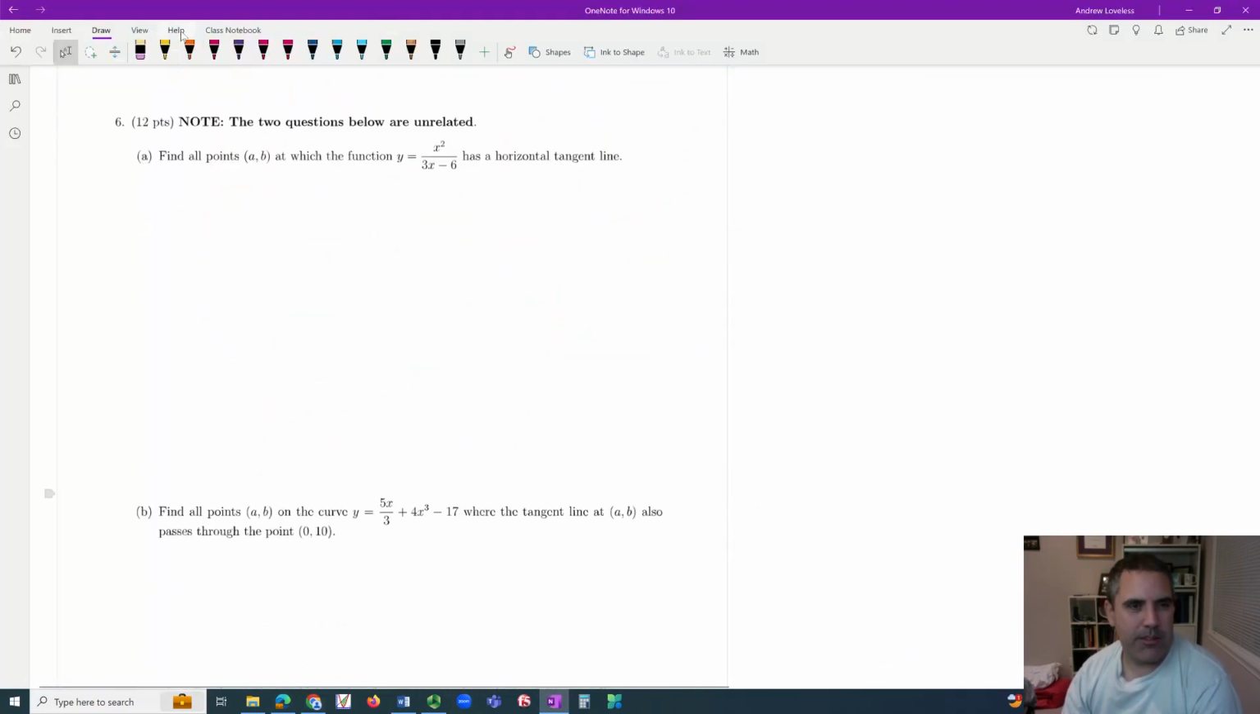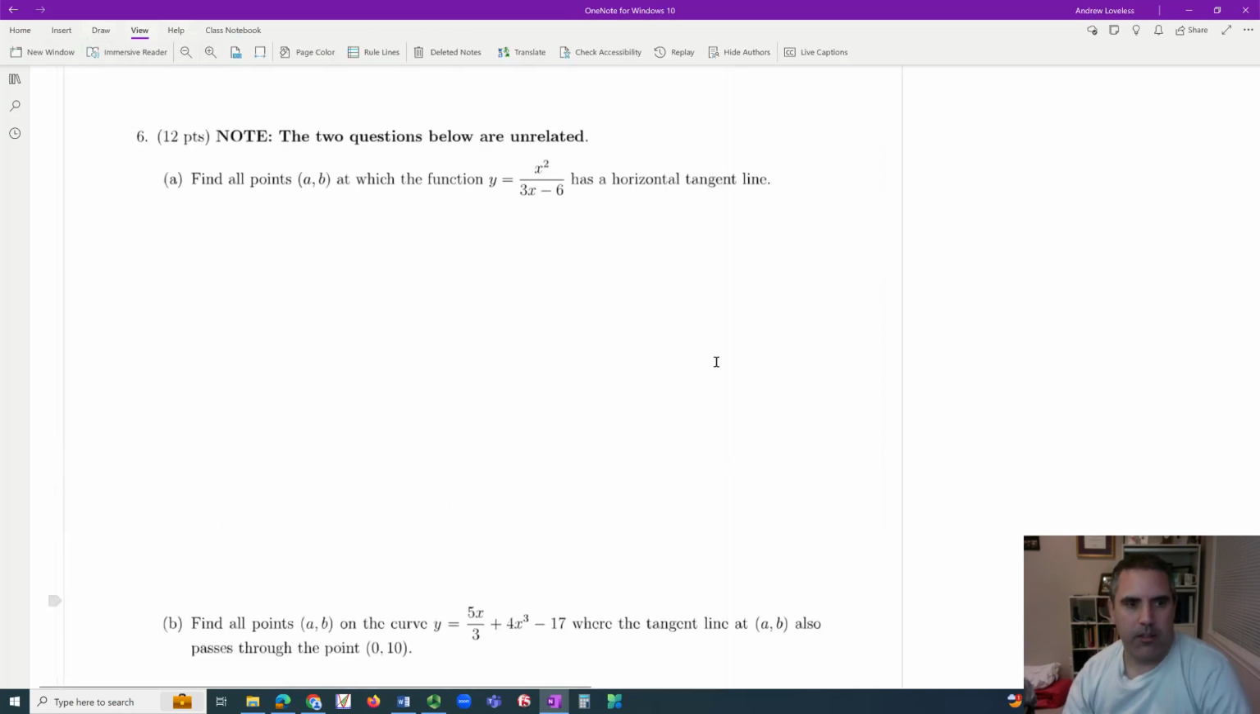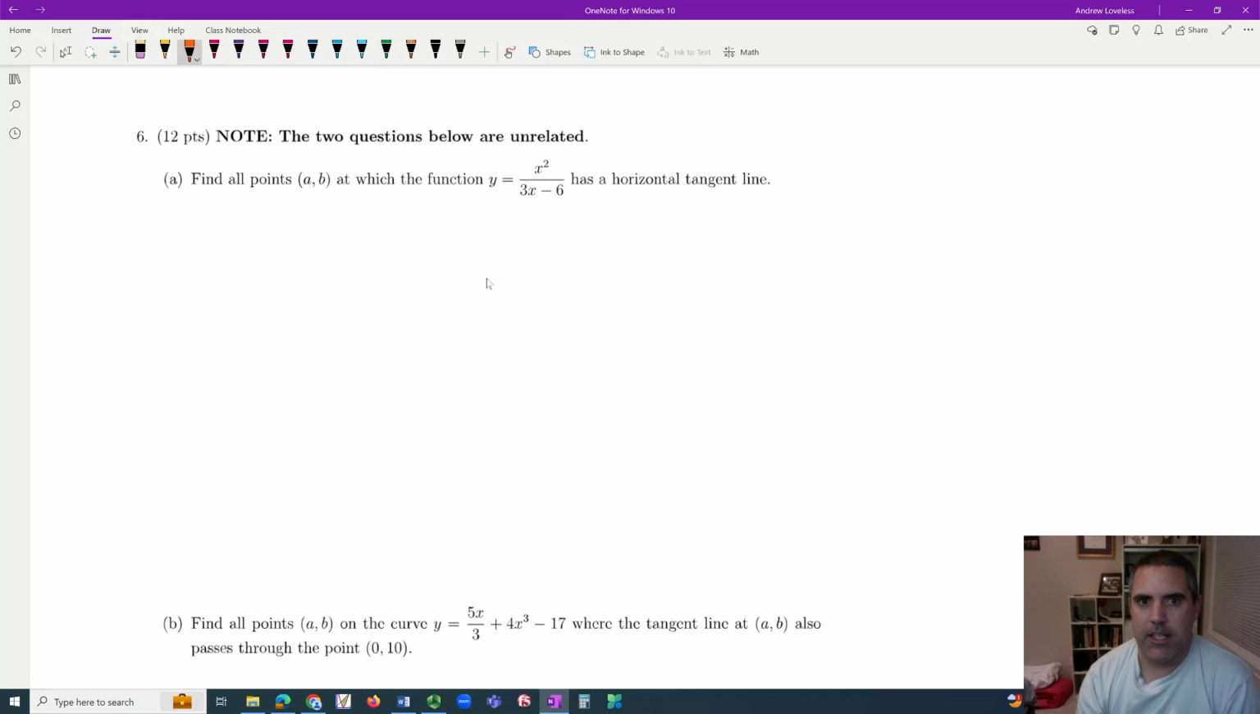And then we have this, it appears, tangent question. So let's finish with that. And that'll kind of hit home the last of the topics. Find all points where that has a horizontal tangent. Oh, that's a standard question. It's a quotient rule question.